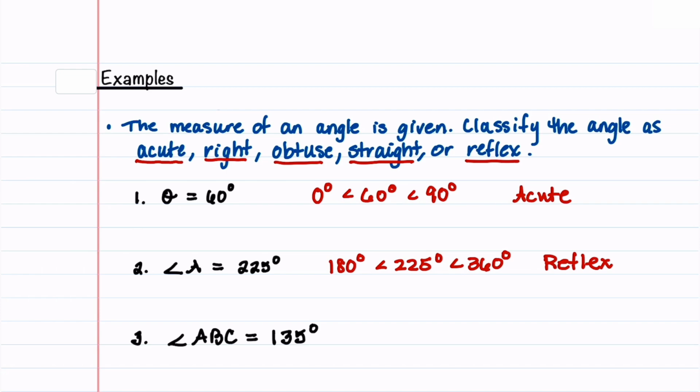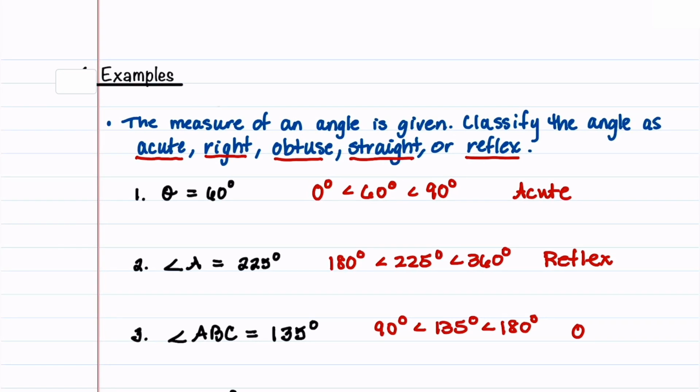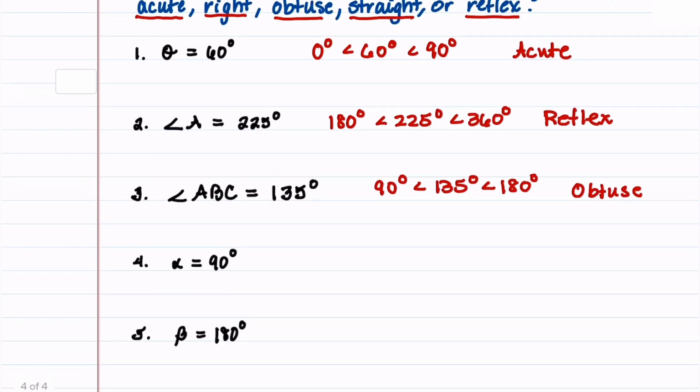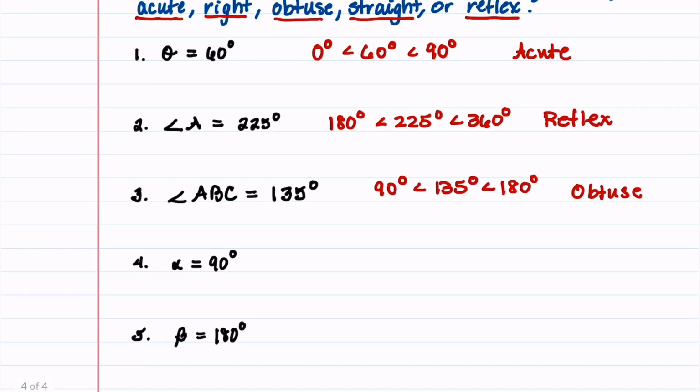The third one, angle ABC, is 135 degrees. So 135 degrees lies between 90 degrees and 180 degrees. And because of that, this angle is called an obtuse angle. And then number 4 is 90 degrees. So we know right away that is a right angle.